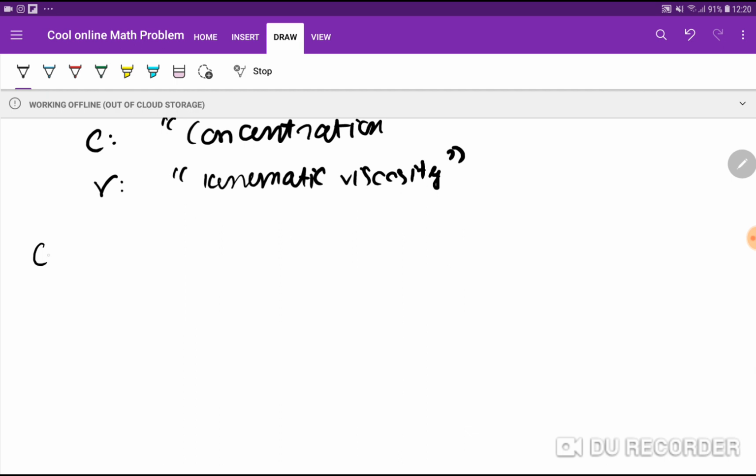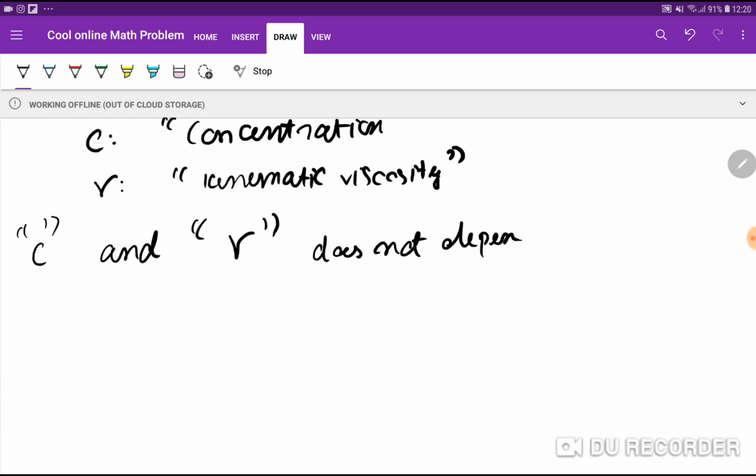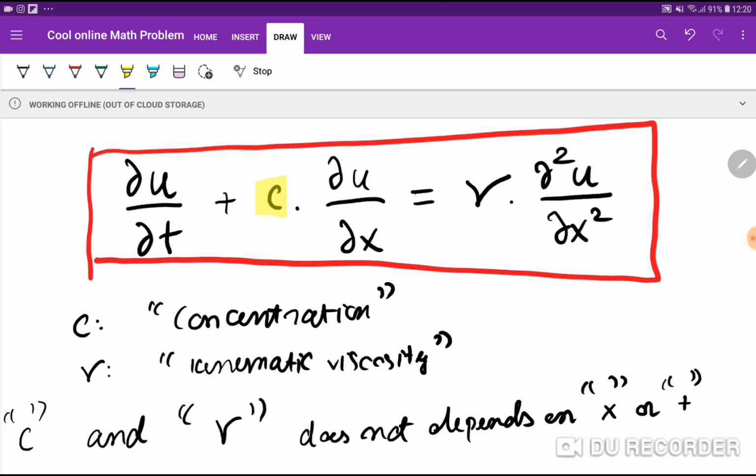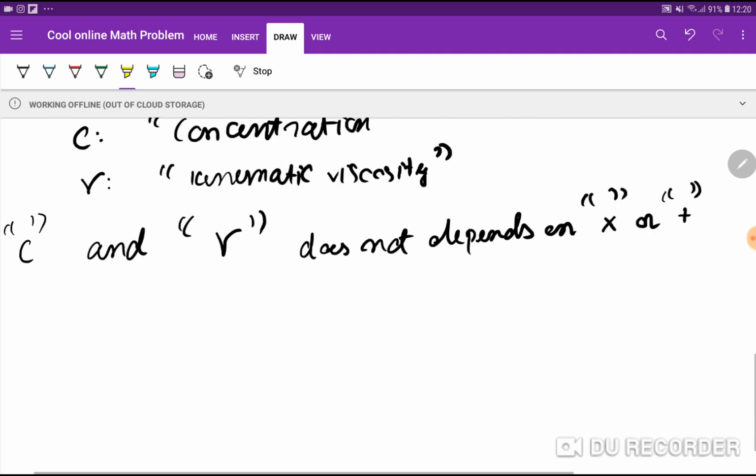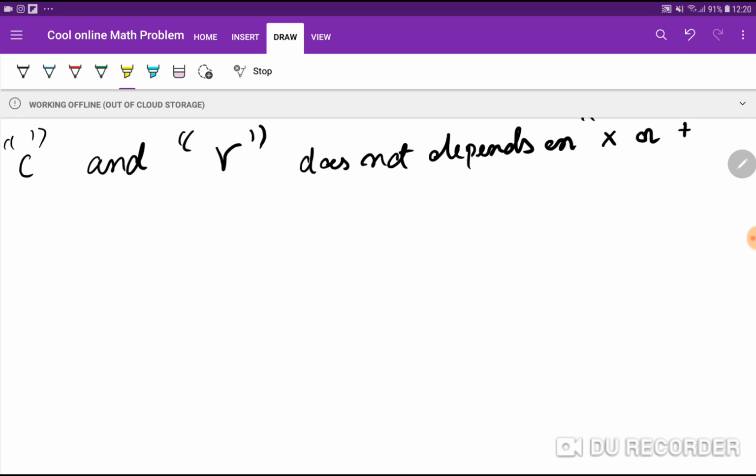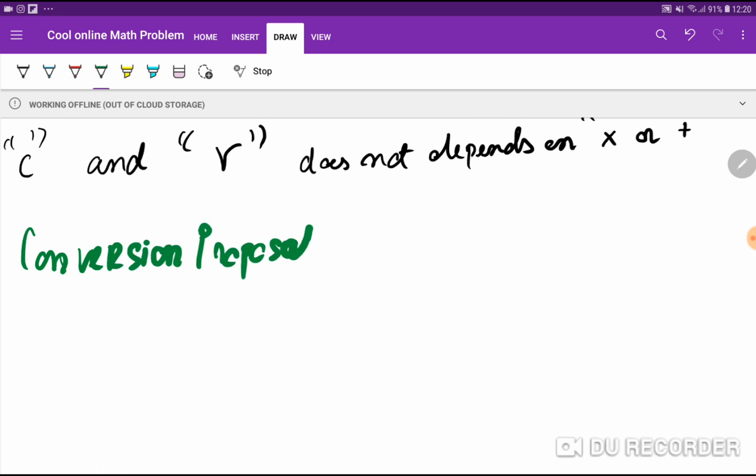The thing is, C and mu, which everyone can also call V, do not depend on x or t. What it means is that in this case, the c term right here and the mu term right here, you can treat as constants. I have stated before that we want to convert this to something we can solve. So what's the proposal? The conversion proposal.